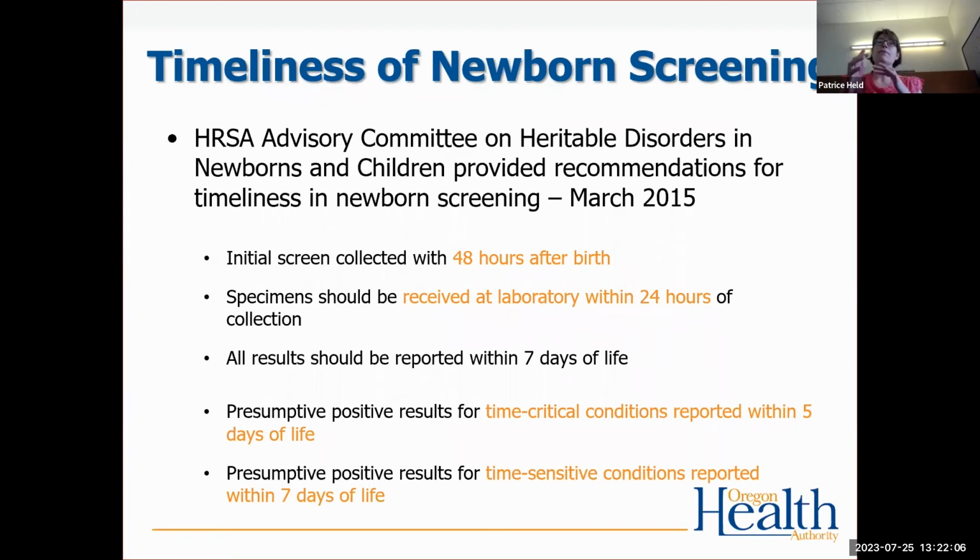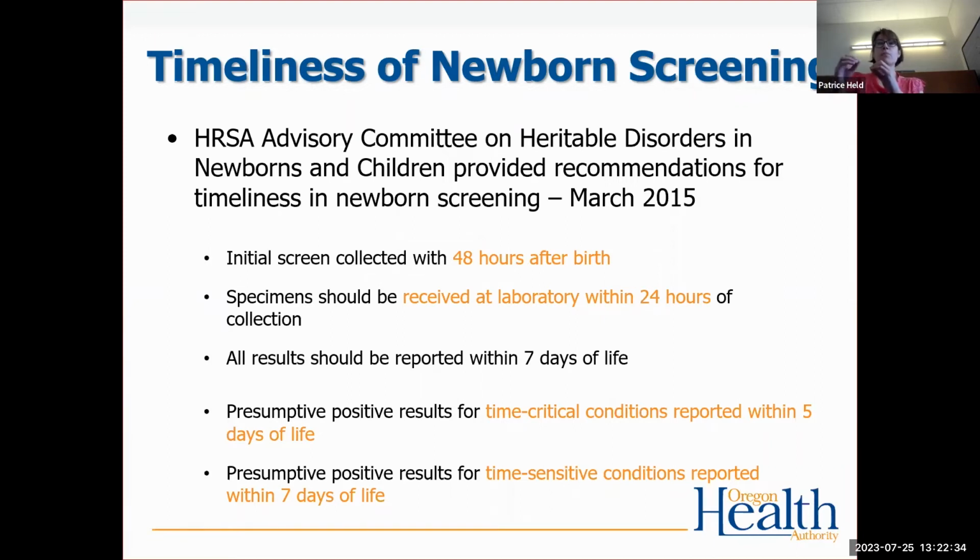At the same time, HRSA got involved with their advisory committee and put together recommendations for the timeliness of newborn screening. It is recommended that the blood spot be collected within 48 hours after birth of the baby, that specimens should be received at the laboratory within 24 hours of collection, and that all results should be reported within 7 days of that baby's life.